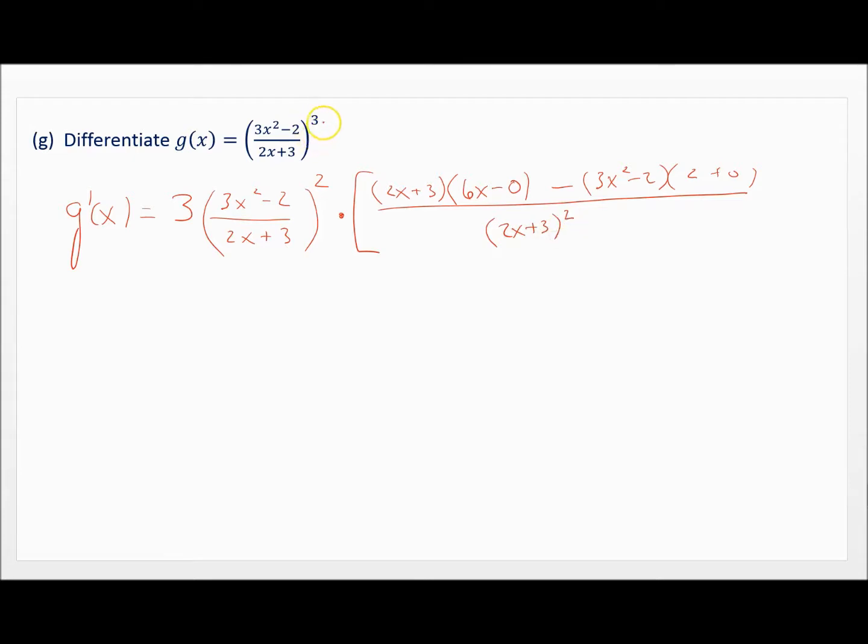Now, don't let this third on the outside throw you off when you're taking the derivative of the inside. I'm ignoring all that when I use the quotient rule over here. Now, that's the easy part, right? Taking the derivative is the easy part. It's simplifying it that can be a little bit challenging. So let's see what we can do.